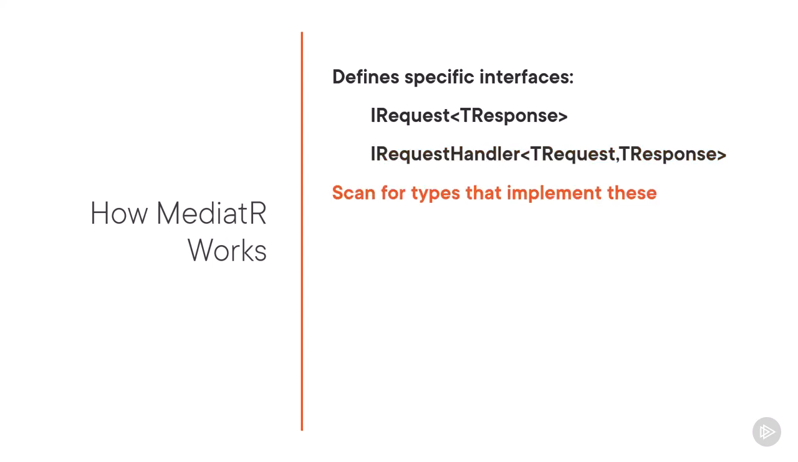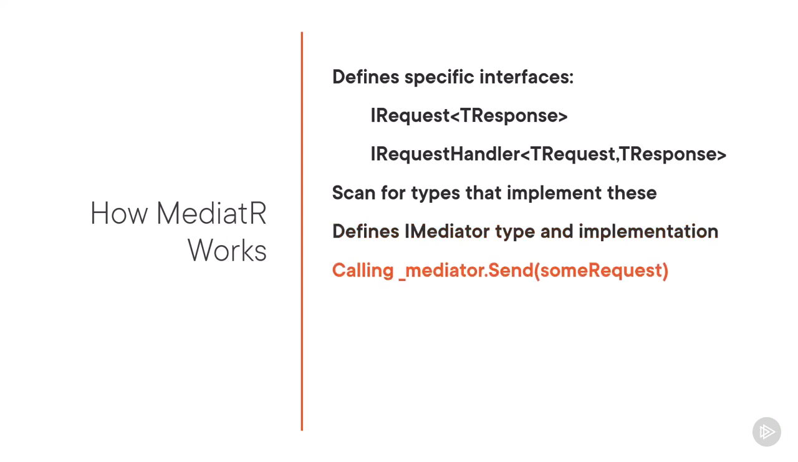Now, when your app starts, Mediator uses reflection to scan the app's assemblies to find all of the types that implement these interfaces. The Mediator package also defines an IMediator type and implementation, which are also registered as services in Program.cs. Any controller or services that use dependency injection can request an instance of this IMediator service.